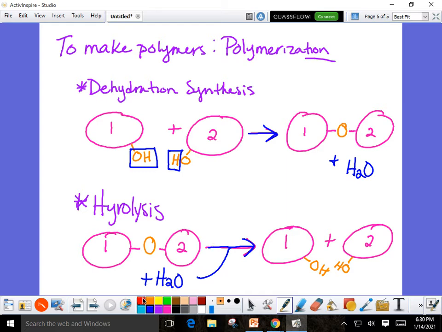Now, hydrolysis, I do want to add, and really both of these are accomplished with enzymes. And we will spend a little bit of time at the end of this talking about enzymes. There's an enzyme whose job is to break or build stuff. We'll talk about that a little bit later.